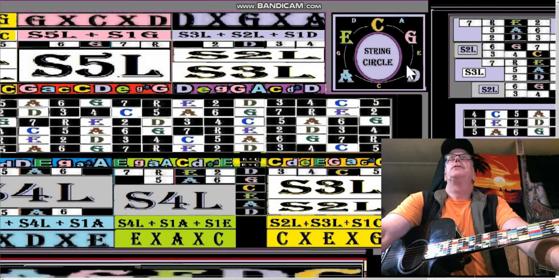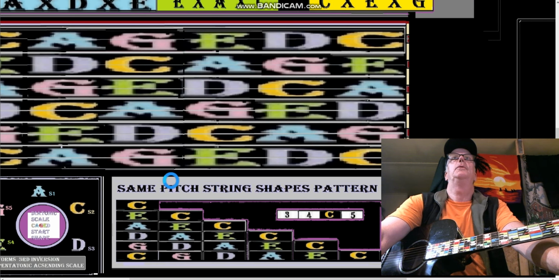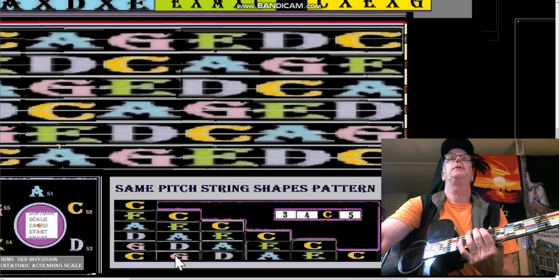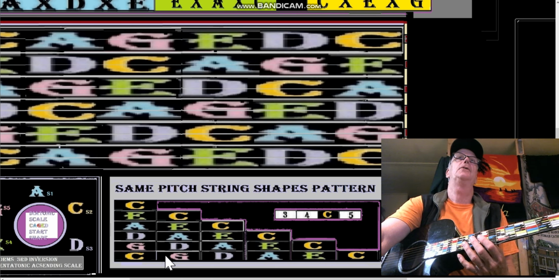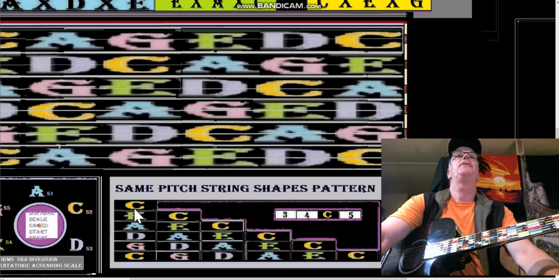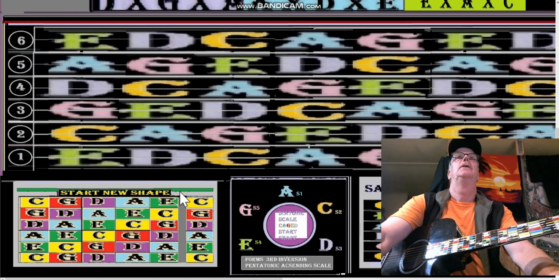Okay, the string circle is helpful, but in this particular case, we're going up one and over two. Remember, we're jumping around here, so we're starting a G shape here, and we're going to this. The string circle isn't going to go directly, but certainly, I do have this on this chart right here. And this is the original start a new shape.